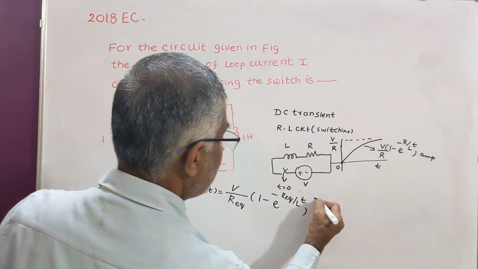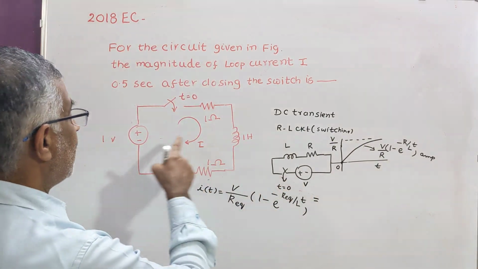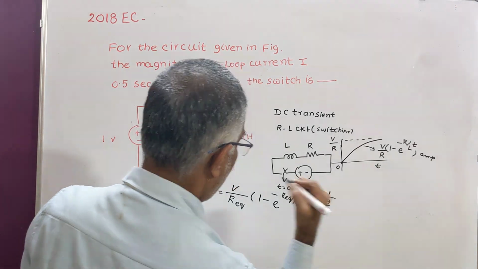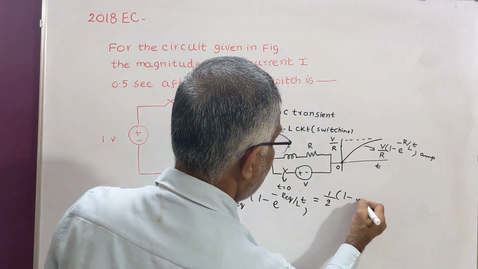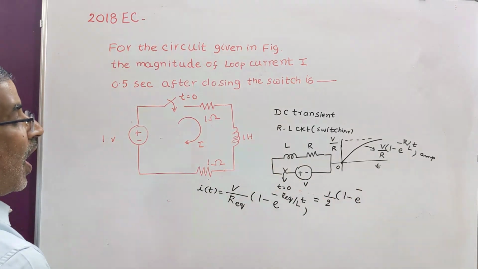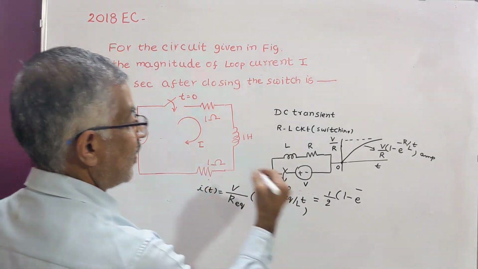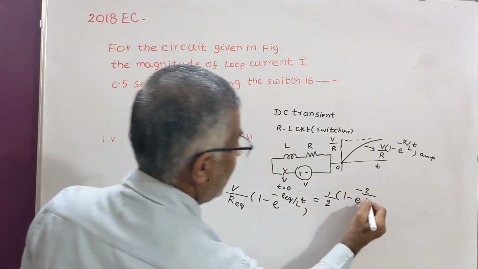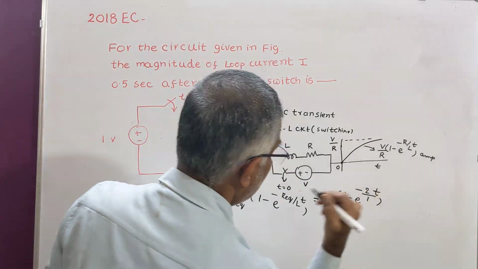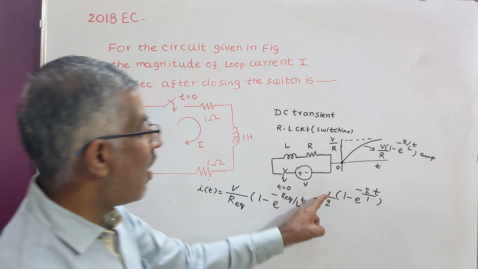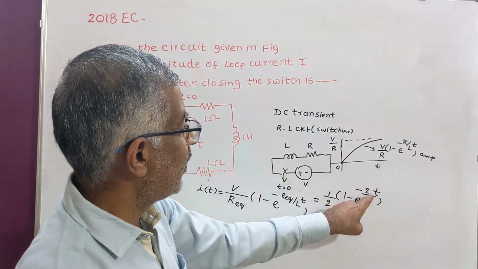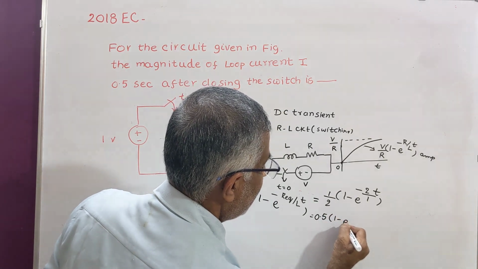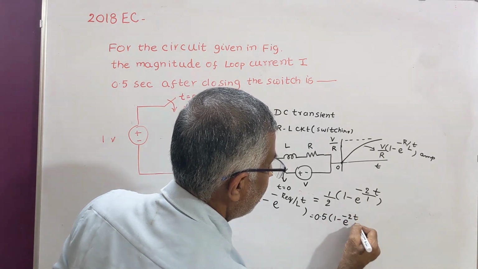Therefore, the equation is, V is 1 volt, so 1 by 2 into 1 minus e power minus R by L t. R equivalent is 2, divided by L, and L is 1 Henry, so 2. So the current equation is half into 1 minus e power minus 2t, or 0.5 into 1 minus e power minus 2t.